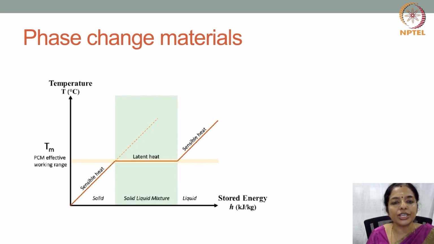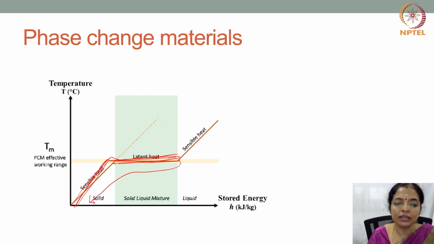So a phase change material absorbs heat and retains its solid phase. It becomes a liquid and starts storing the heat. So from solid, it becomes a liquid storing the heat, and vice versa. When it cools, it again becomes a solid.